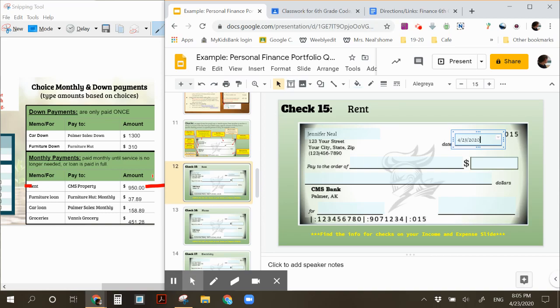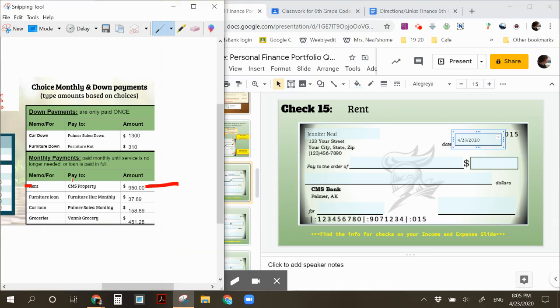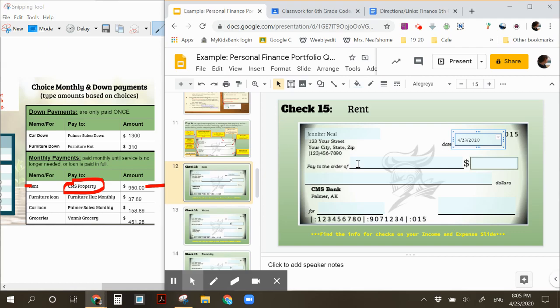All right, I'm paying it to. Who am I paying my rent to? So this is what it's for, and this is who it's to. So I am paying to CMS Property. So I'm going to write over here, CMS Property, for the amount of $950 and 00 cents. You want to make sure that that's nice and clear.